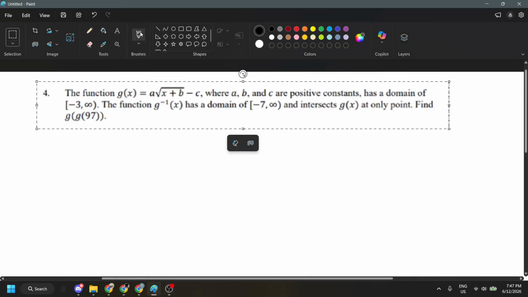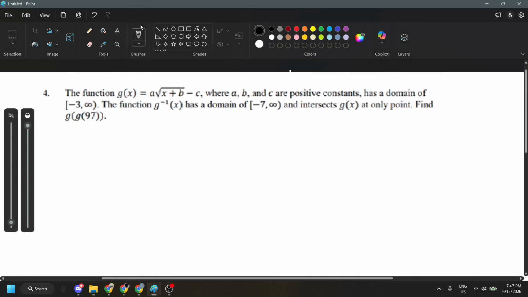Hi guys. Okay, the function g(x) = a√(x + b) − c, where a, b, c are positive constants, has a domain of −3 to infinity. The inverse of g has a domain of −7 to infinity and intersects g at only one point. I'm assuming that means only one point. Find g of 97.